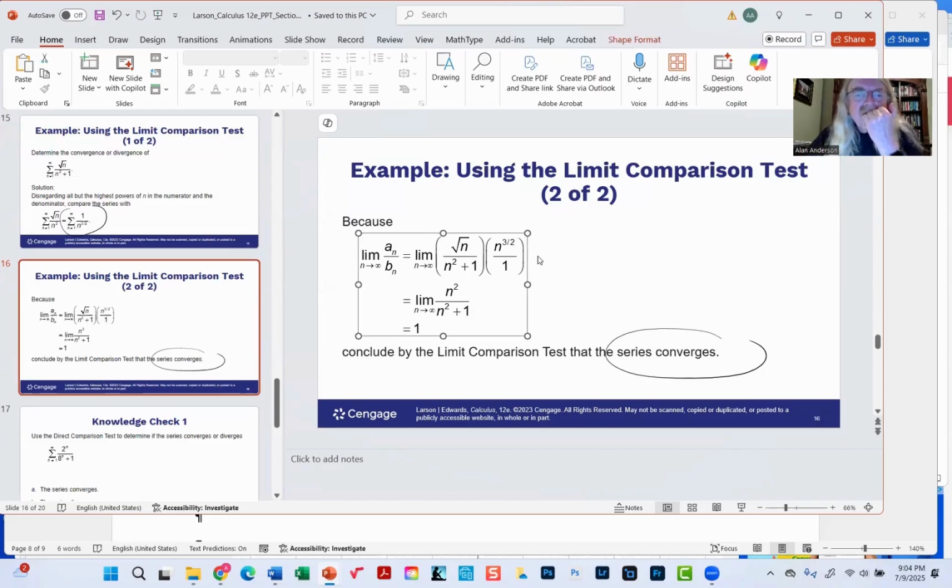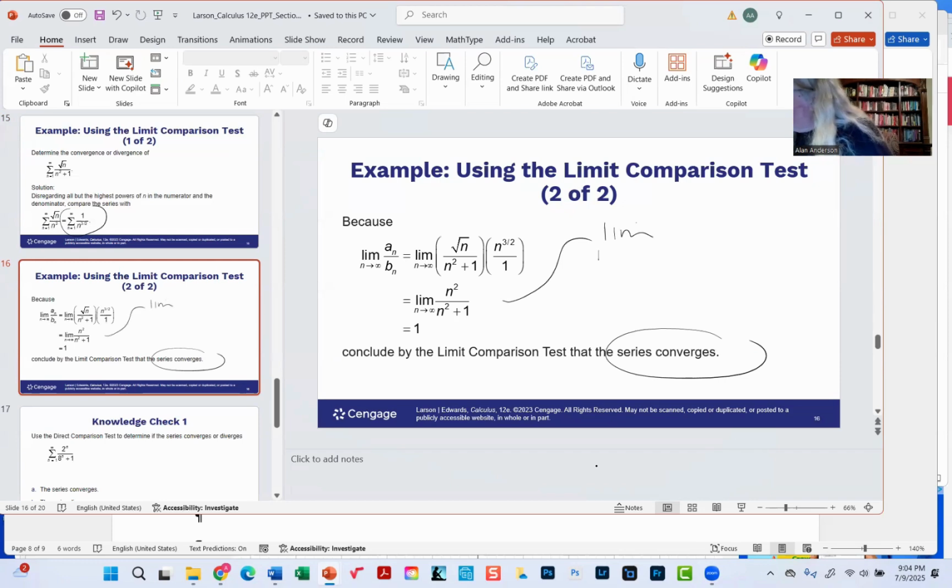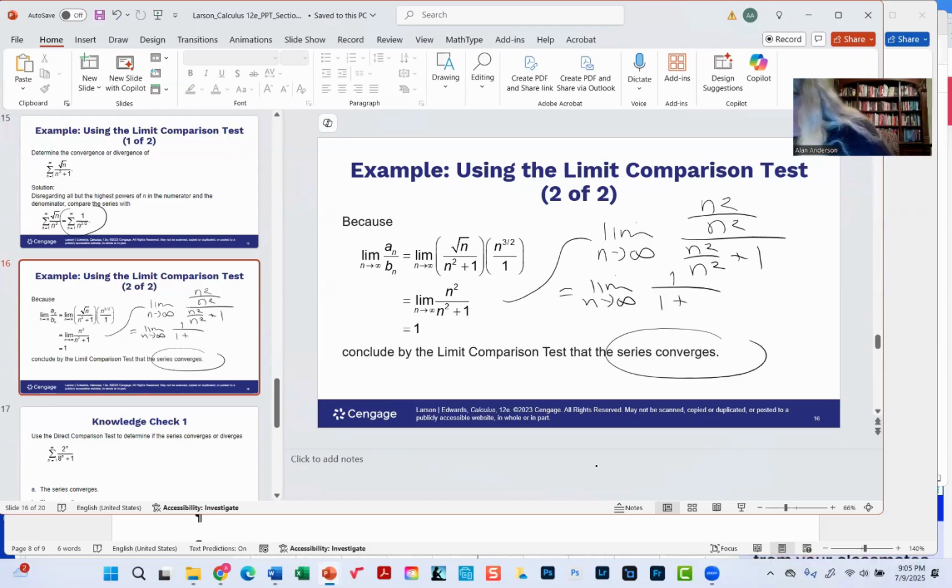Yeah, you can see. So what they do is they rearranged it algebraically, and they ended up with n squared over n squared plus one, which means that what they would have done is divided. This would have been reduced to the limit as n goes to infinity of one over one plus one over n squared. This goes to zero, so we end up with just one.